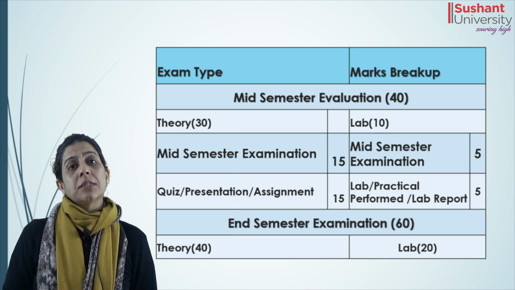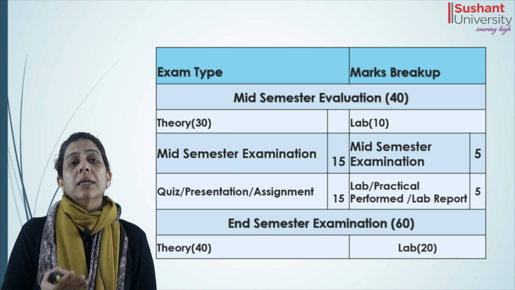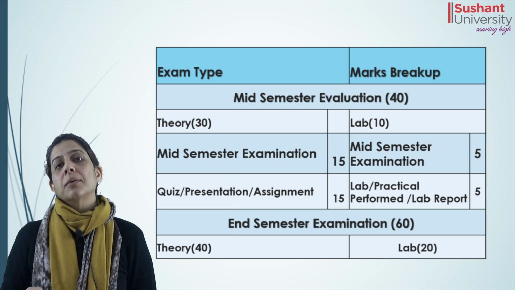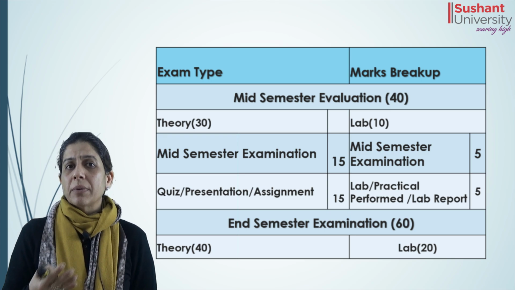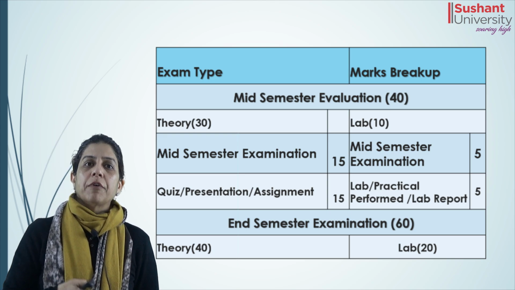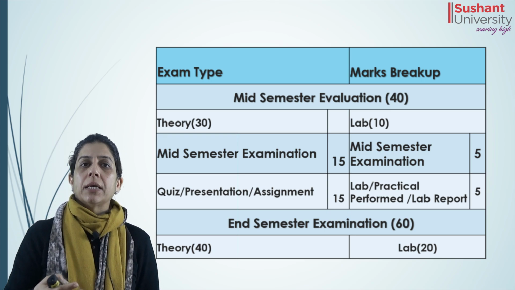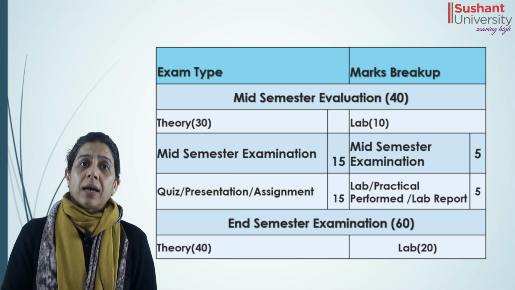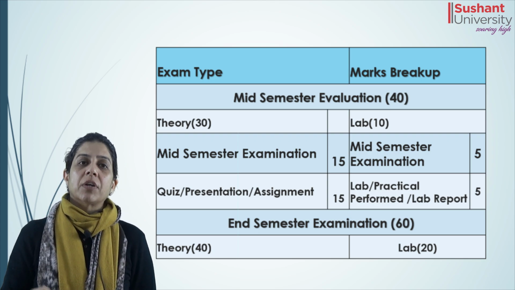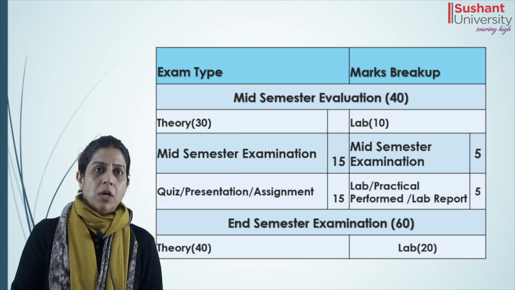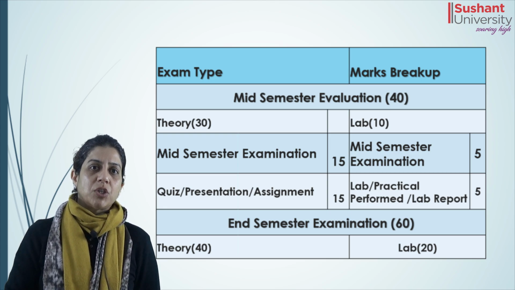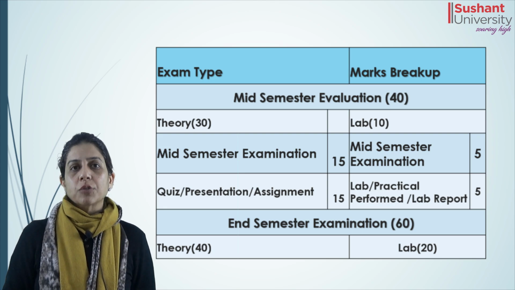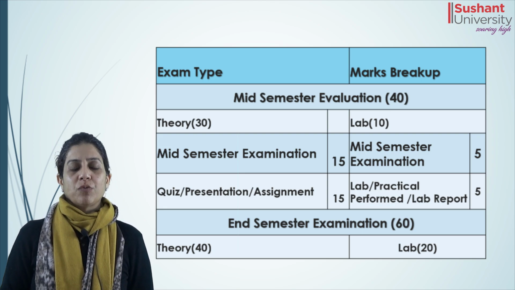Last is the end semester evaluation, which accounts for 60 marks, in which theory is 40 marks and lab is 20 marks. They'll have a final examination. In the even semester, they usually have their end semester examination in May, and in the odd semester they usually have it in December. So this end semester evaluation checks their entire learning of the entire semester. The theory paper accounts for 40 marks and the lab evaluation will be 20 marks.